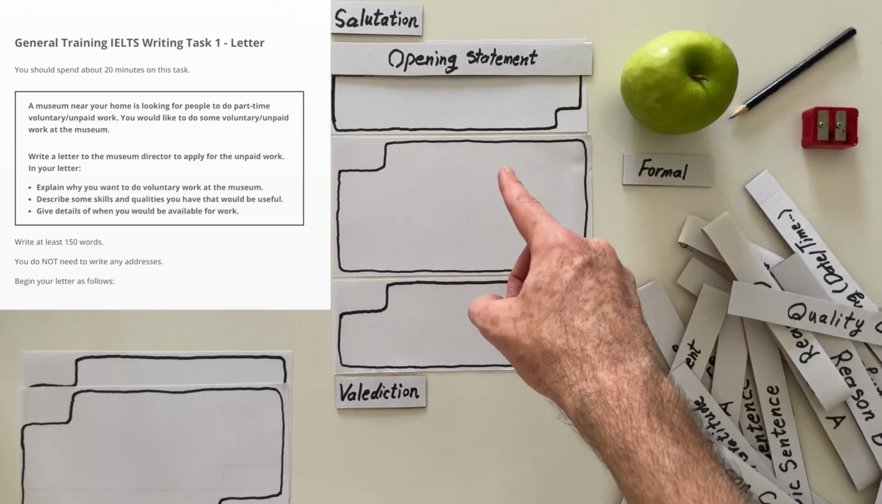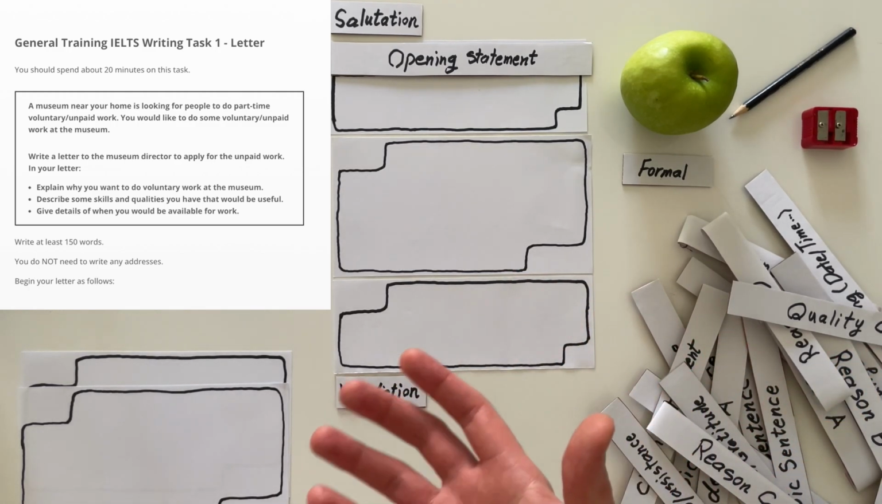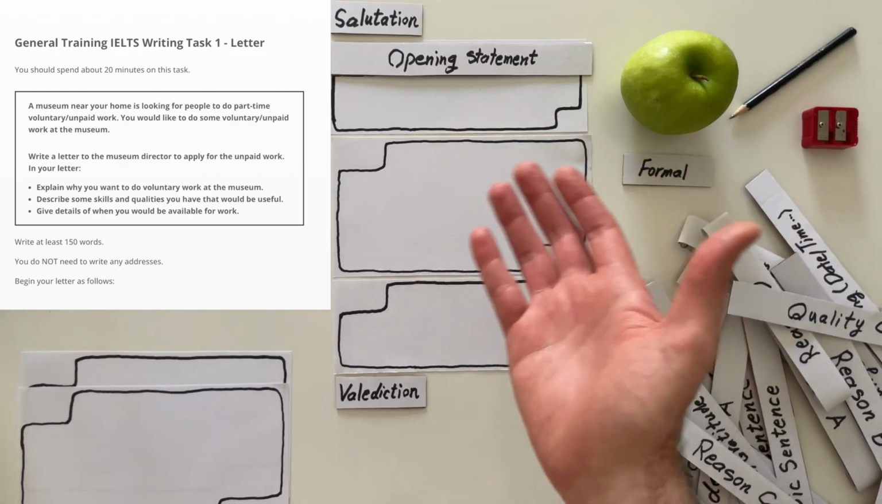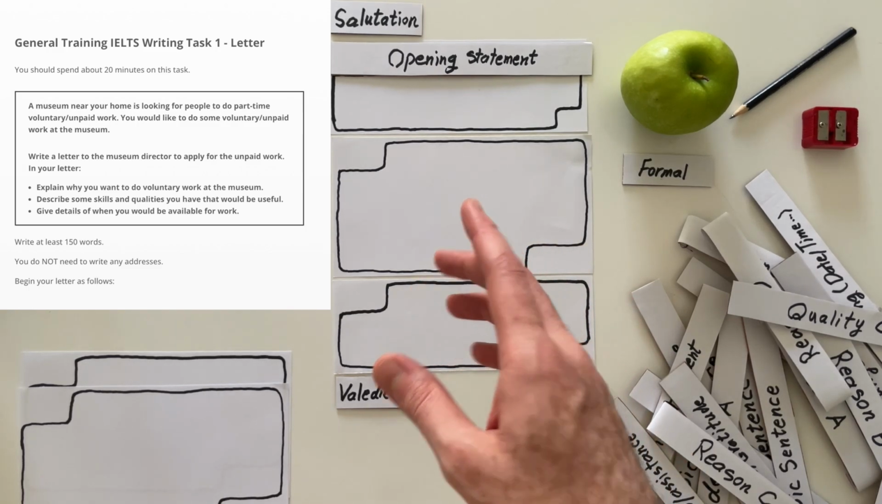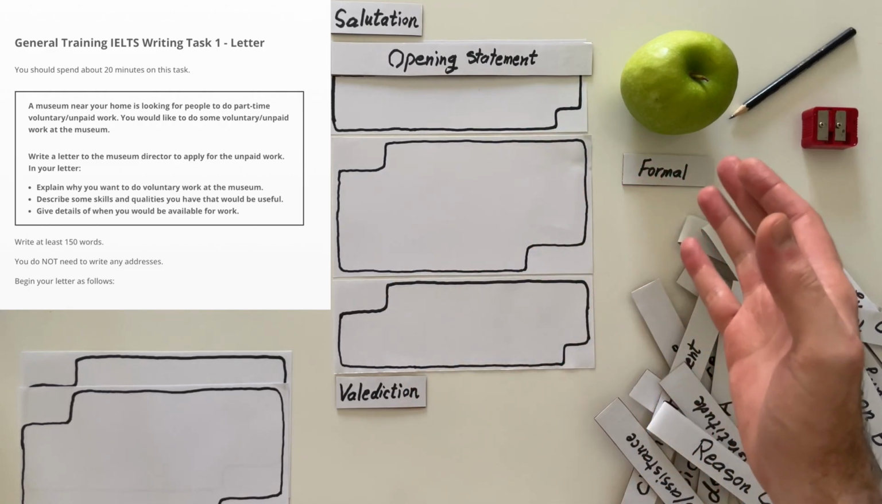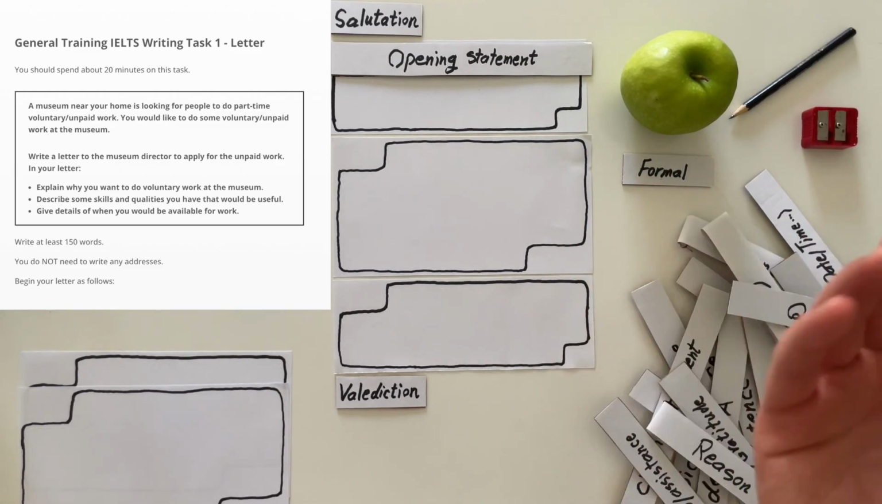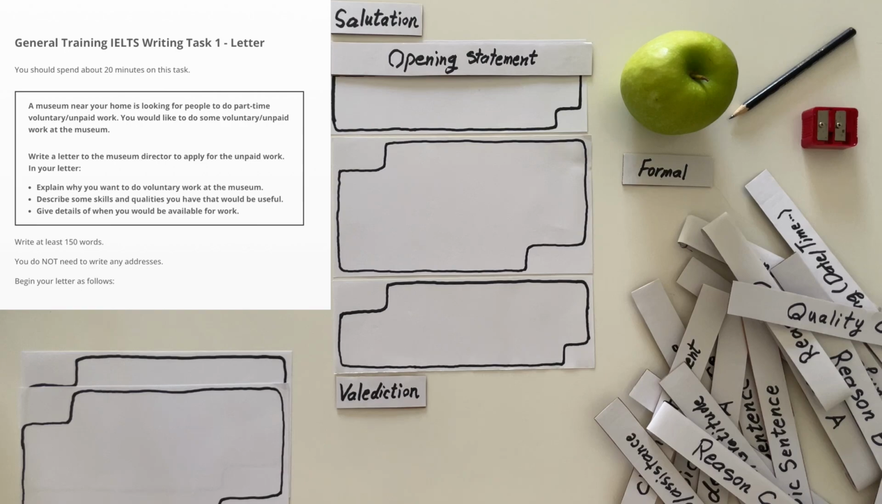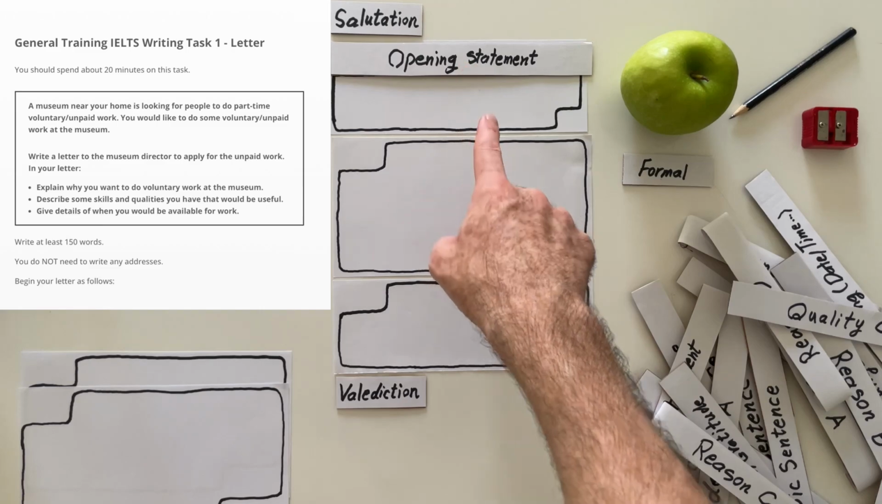Say, I am writing this letter to express my enthusiasm, my willingness to contribute to the museum. You need to call it by the name or whatever it is. Or you can say, I'm writing this letter to formally apply for the position of blah blah at the National Museum of Modern Art. So basically, go ahead and express that you want this position.